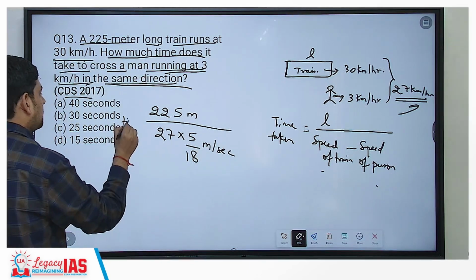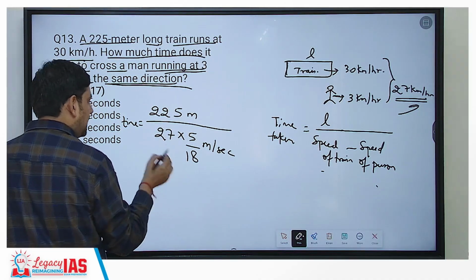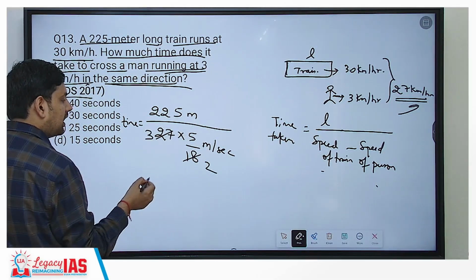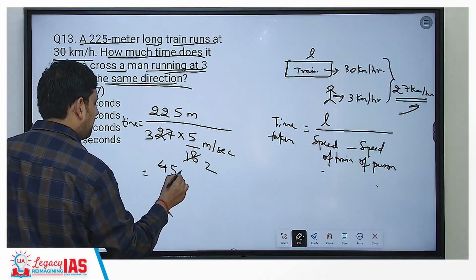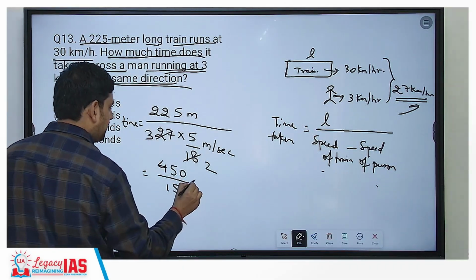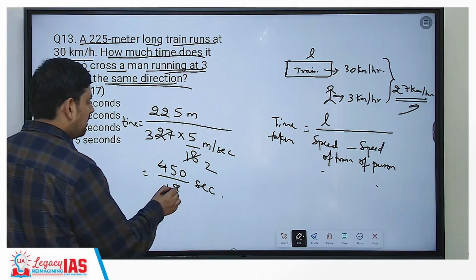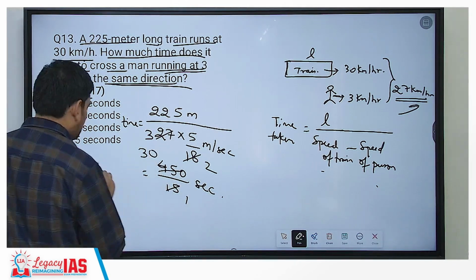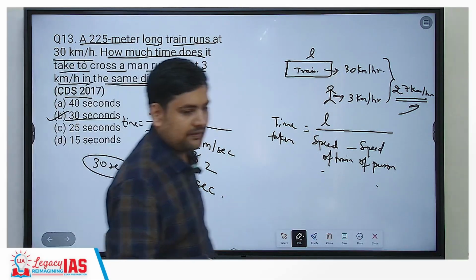This gives me time. Okay, now what we'll get? 27 and 18, you can clearly divide it by 9. So this gets divided twice, this gets divided thrice. Now what you got? 2 you can send above. So this becomes 450. 225 into 2 divided by 3 into 5 is 15. 450 divided by 15 seconds. That means how many times this will go? 15 ones are 15. 450 means 3 times 45 and 0. So answer will come out to be 30 seconds. B becomes your answer. Understood?